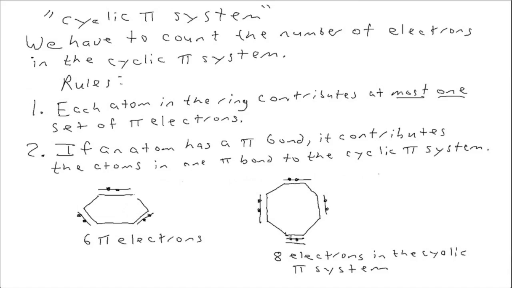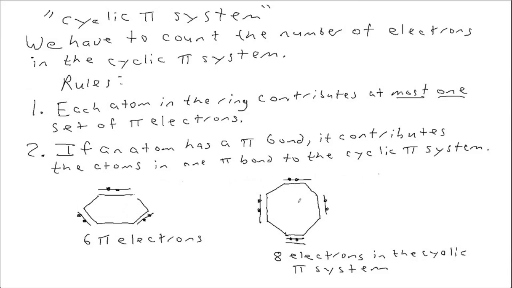Notice I'm only counting one of these pi bonds because of rule number 1. Each atom can contribute at most one set of pi electrons. This is the key: each atom contributes at most one set of pi electrons. So these 2 atoms have already contributed one pi bond. They can't contribute the other pi bond because that would break this rule.